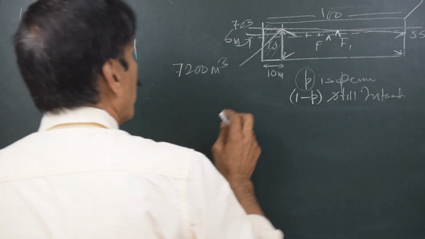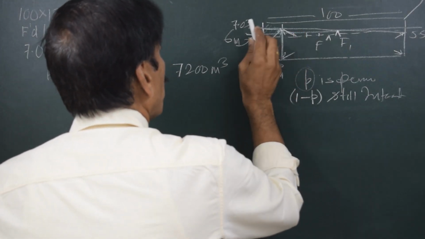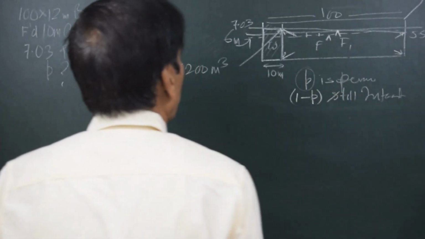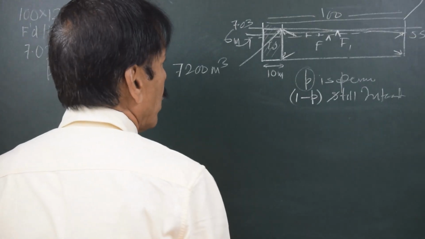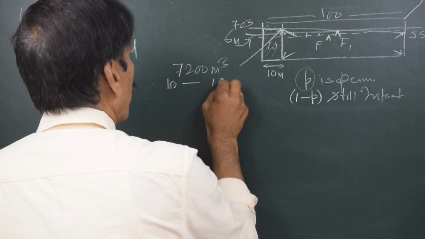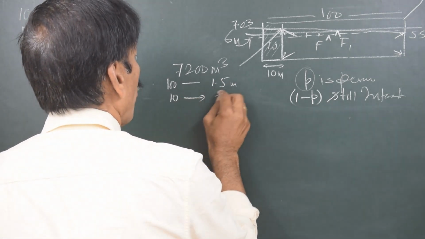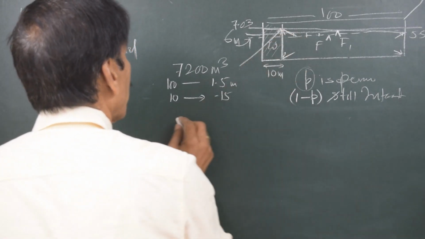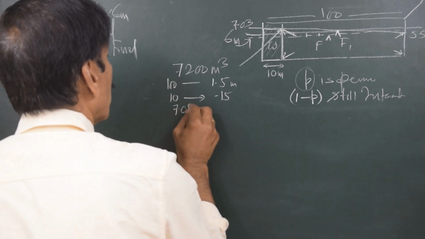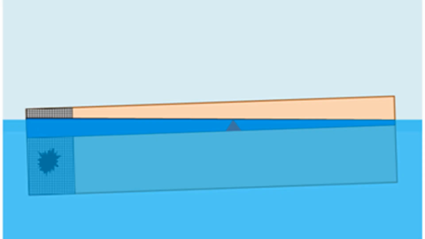For the volume, we need to find out what is the draft at this point. The change of draft from forward to aft is 1.5 meters over a distance of 100 meters. So 100 meters accounts for change of draft of 1.5 meters. So 10 meters will account for the change of draft of 0.15 meters. So the draft at this point will be 7.03 minus 0.15, that is going to be 6.88 meters.